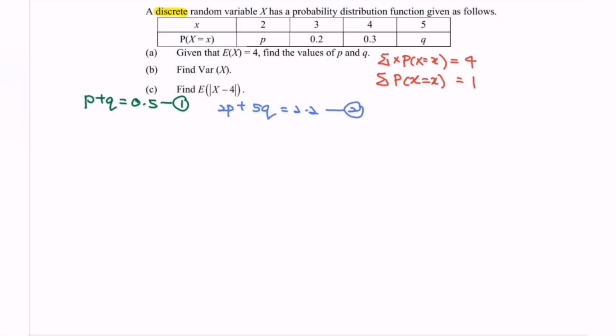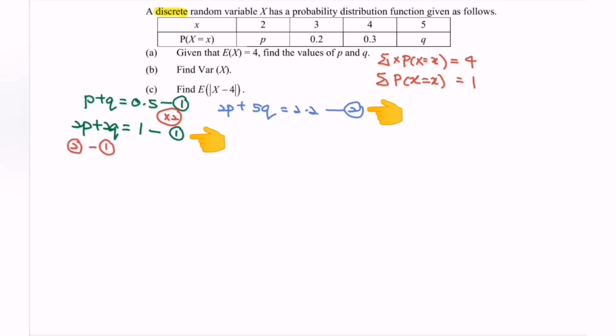In order to find p and q, we have to make use of simultaneous equations. So kindly refer to the first equation. My suggestion is to multiply the equation by 2. If we multiply by 2, we will have 2p plus 2q equals 1. Name it as the first equation still. Now what we have to do is to find p or q. My suggestion is to make use of elimination. So the second equation minus the first equation.